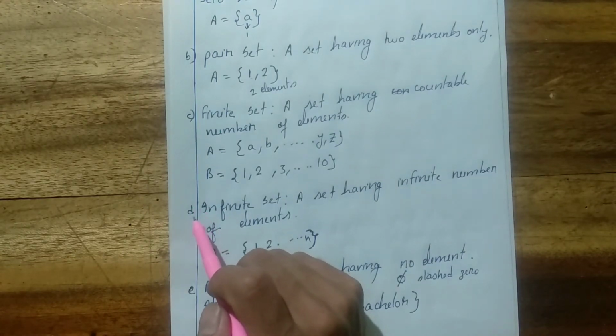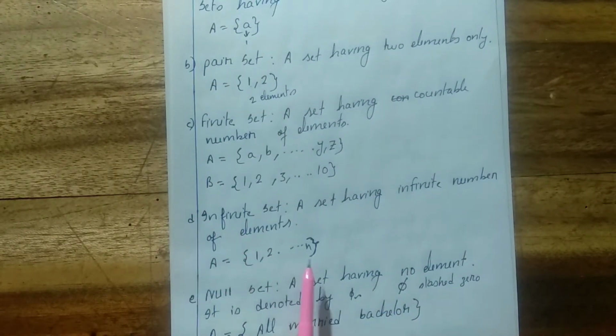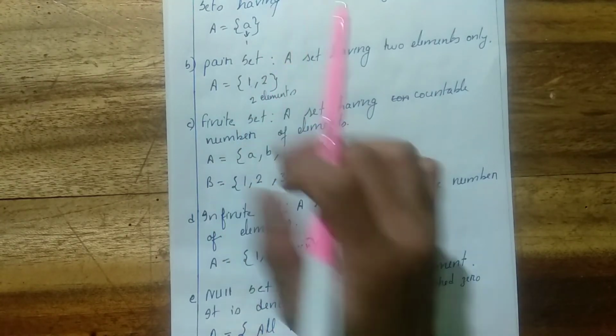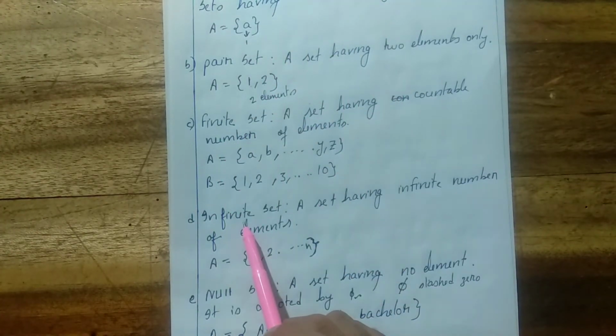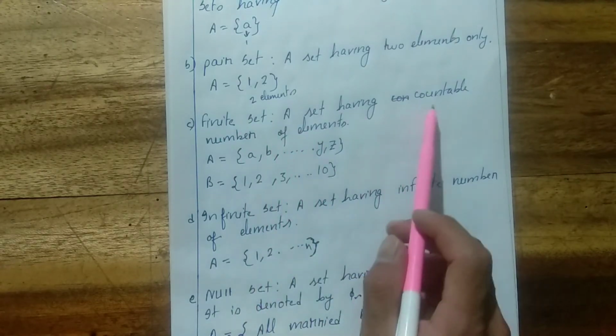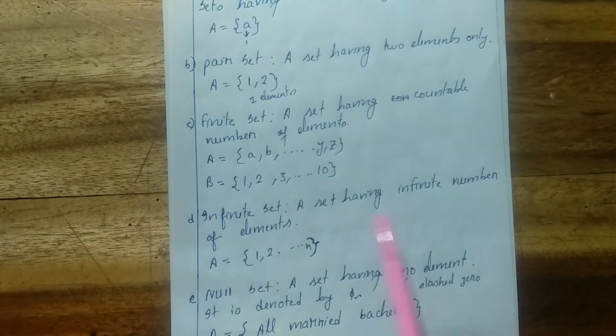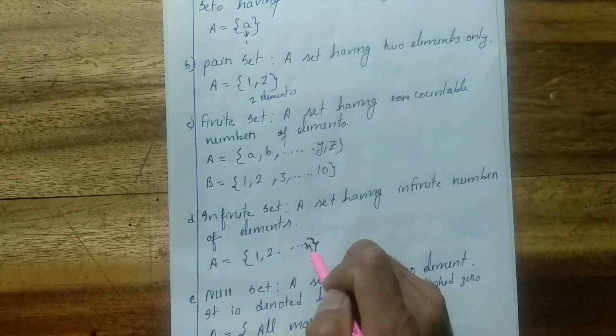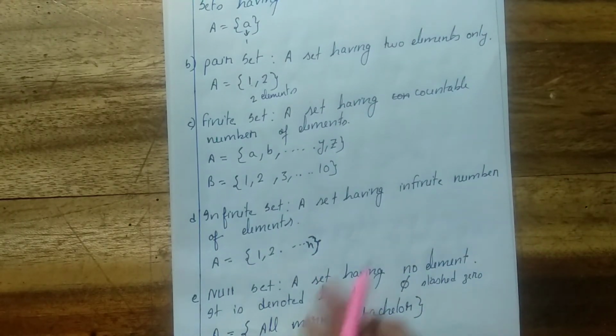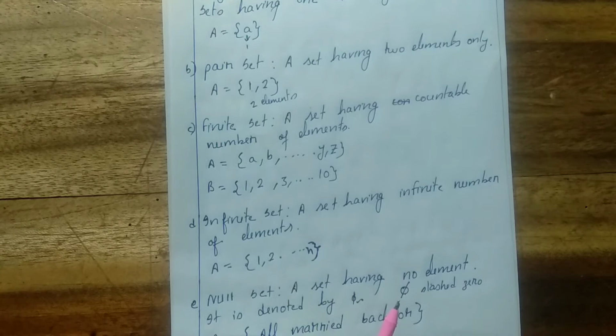Now let's come to D. D is an infinite set: a set having an infinite number of elements. This is finite and this is infinite. So this is a countable number and this is uncountable, which means we all know that infinite means uncountable, right? So A equals {1, 2, ... n}. N means we don't know the value, we don't know the elements, so it's an infinite set.